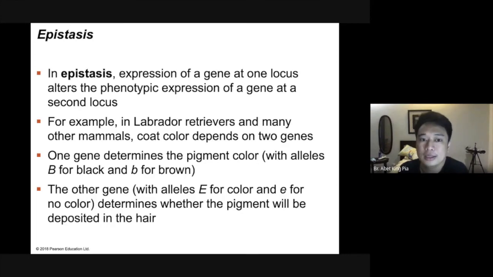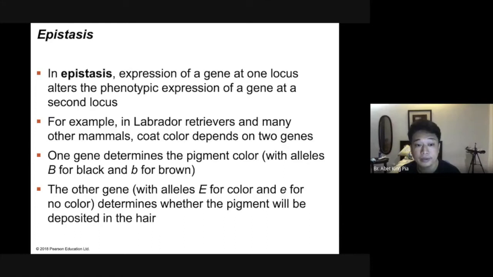Example ng epistasis for Labrador. For dogs, yung Labrador Retriever, coat color depends on 2 genes. So, yung isang gene will determine the pigmentation. It's either brown or black. So, gagamitin nating alleles for the representation here is the letter B. So, capital B for black, and small b for brown.